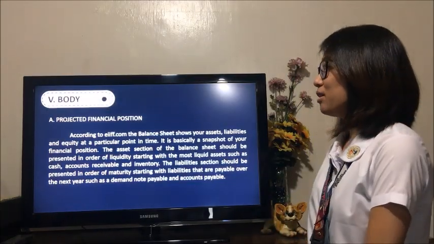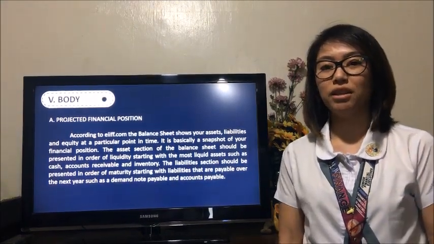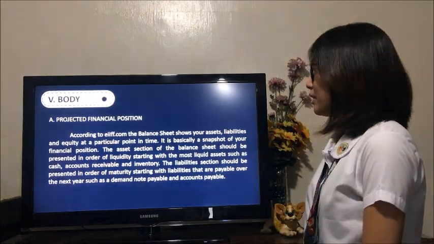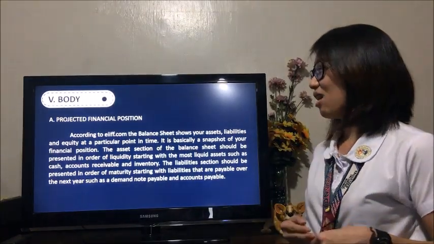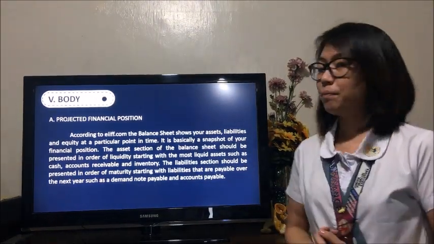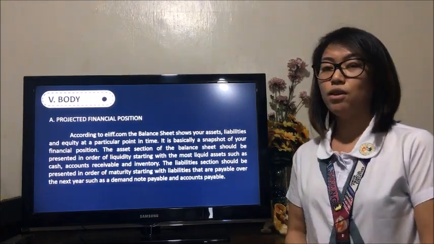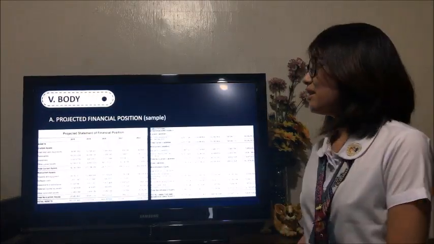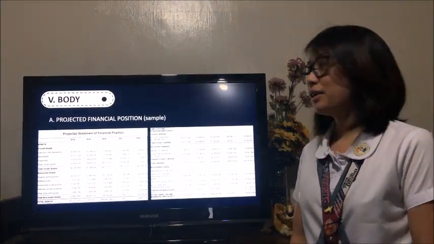Now, let's move on to the projected financial position, which is a statement prepared to know the value of the assets and liabilities at the end of a period. The asset section should be presented in order of liquidity, starting with the most liquid assets, and the liability section should also be presented in order of maturity, starting with the current liabilities. This is my sample of the projected financial position of the Ohana Trading Corporation.